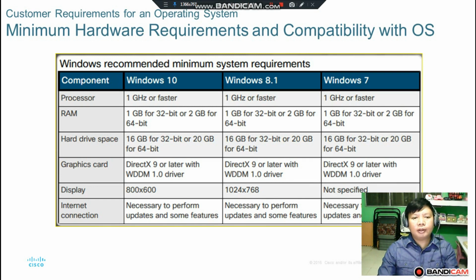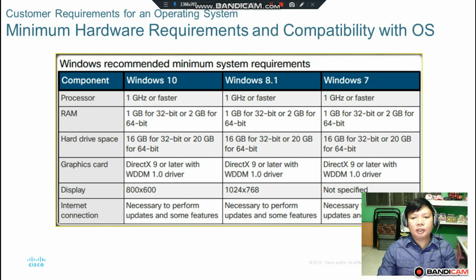WDDM 1.0 driver. Display, 800 by 600. Internet connection, necessary to perform updates and some features. Windows 8.1: the processor, 1 GHz or faster. RAM, 1 GB for 32-bit or 2 GB for 64-bit. Hard drive space, 16 GB for 32-bit or 20 GB for 64-bit. Graphics card, DirectX 9 or later with WDDM 1.0 driver. Display, 1024 by 768.